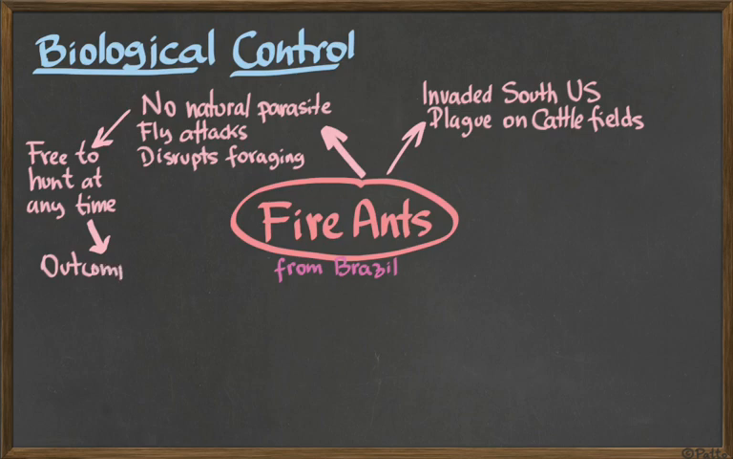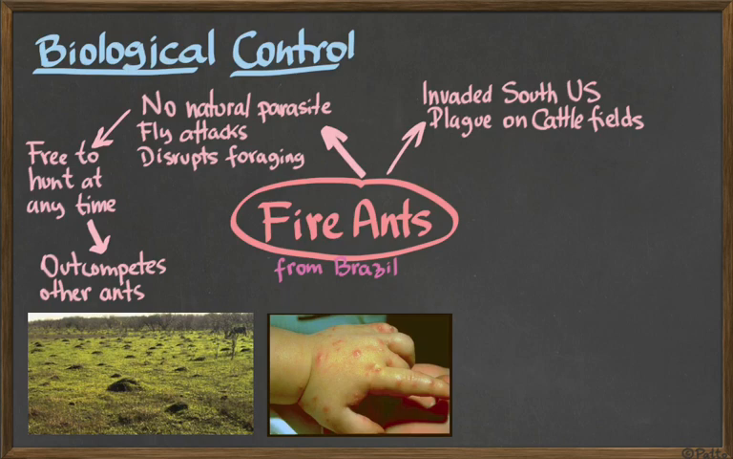And because they're free to hunt at any time, they end up out-competing the other ants that have a natural enemy and that cannot hunt at any time. So as a result, we have mounds of fire ants at every meter in the southern United States. And that's a problem because they are called fire ants because they create blisters where they sting, but this is causing trillions of dollars of damage for agriculture and for cattle raising.